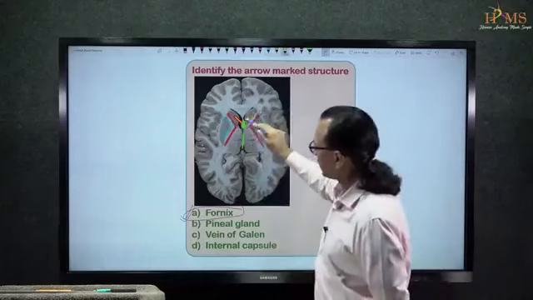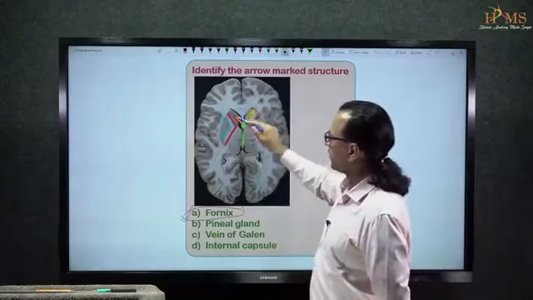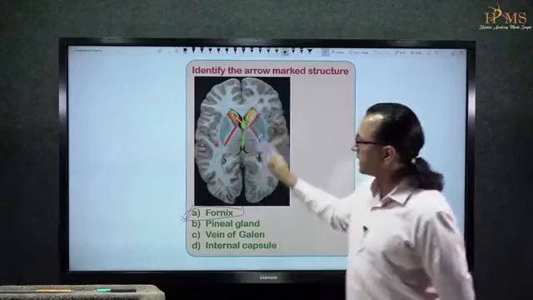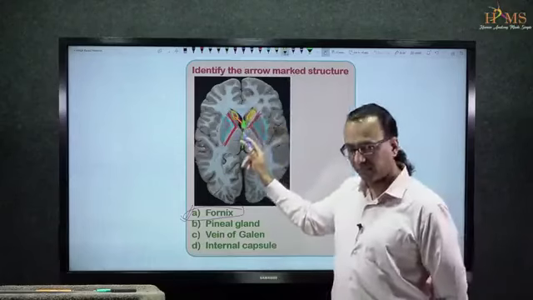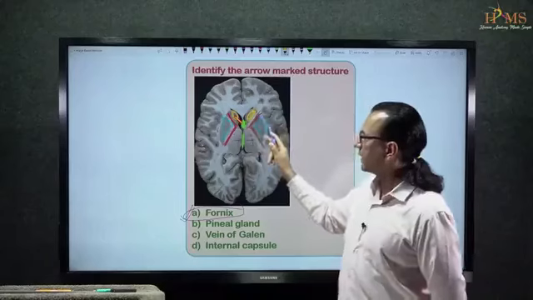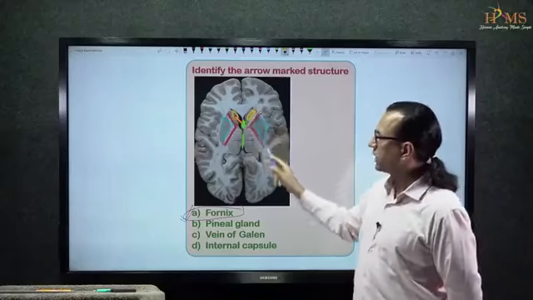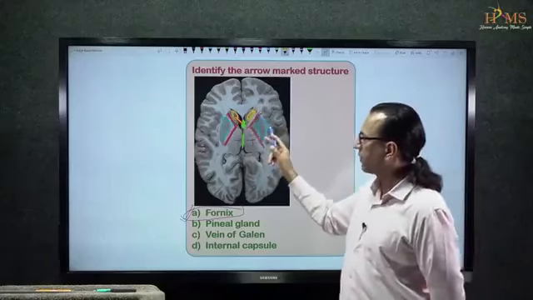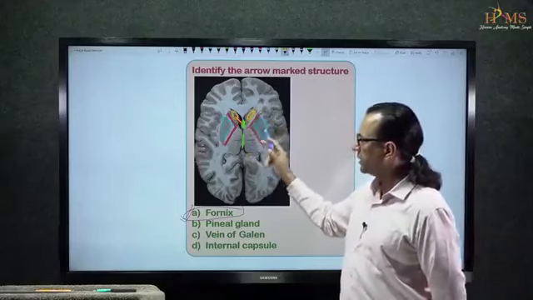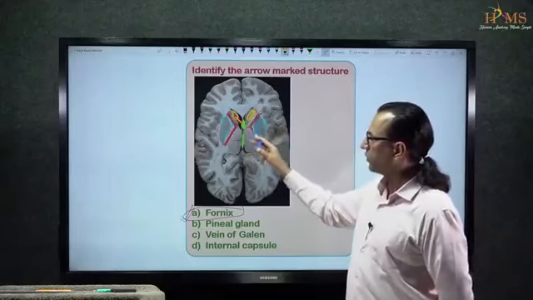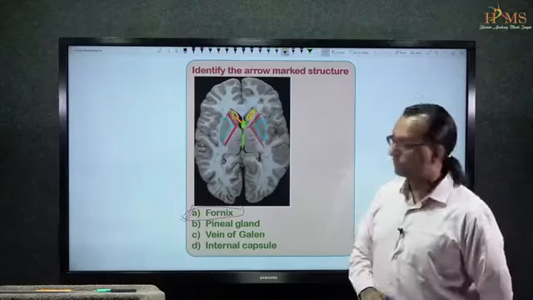And here we have got the head of the caudate nucleus on either side. You can see that anterior limb of internal capsule is sandwiched between caudate medial and lentiform lateral, whereas posterior limb of internal capsule is sandwiched between lentiform lateral and thalamus medial. And this is the bend called genu of the internal capsule.